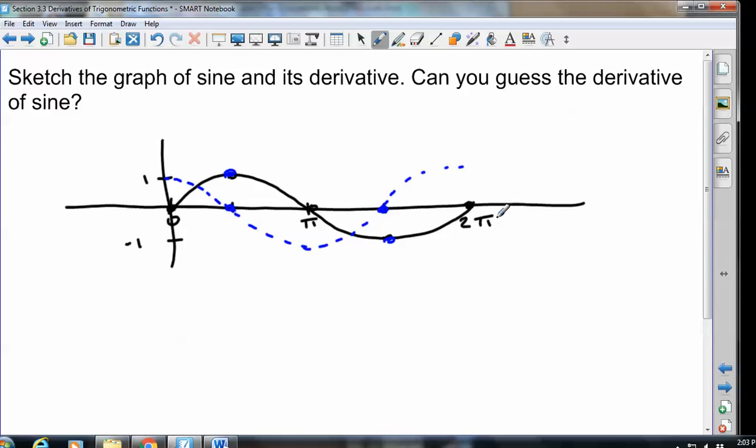What does that remind you of? The derivative of sine is cosine. Let's work it out and prove that that's the case using the definition.